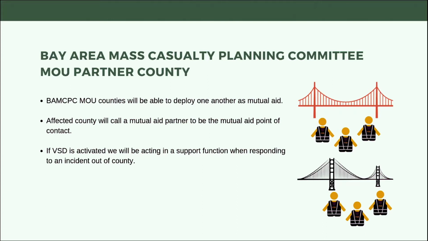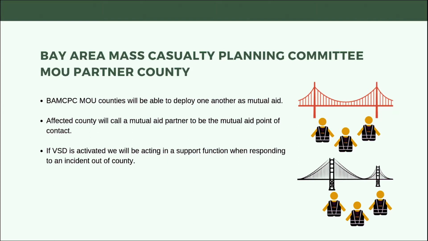The counties who have signed the Mass Casualty Crimes Response Mutual Aid MOU will be able to deploy one another as mutual aid. If a county has a mass casualty crime incident occur, they will call a mutual aid partner of their choice to act as the mutual aid point of contact. That contact will send a text out to the other BAM-CPC counties, Cal-VCB, and Cal-OES to let them know that they are tracking mutual aid availability, and for BAM-CPC counties to check their email.